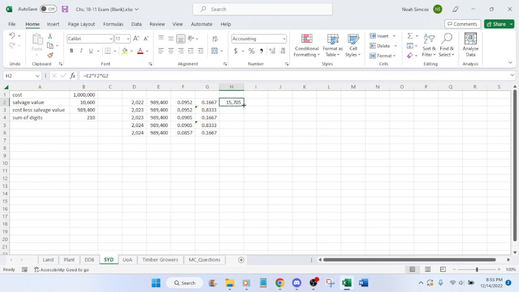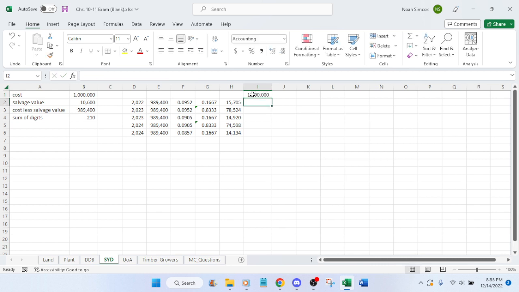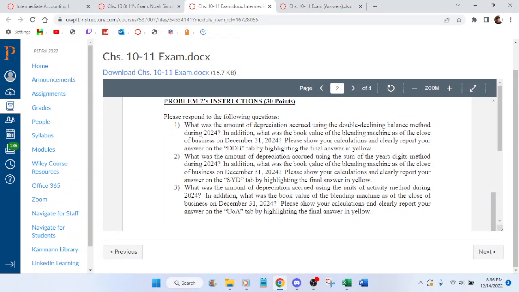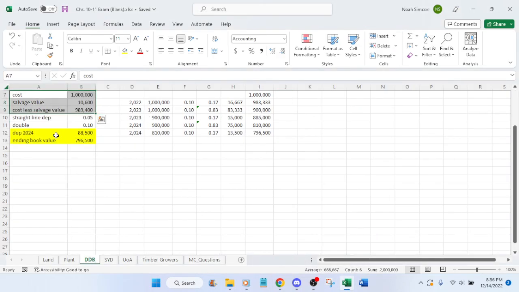And then the balance is going to be equal to 1,000,000. This equals this minus this. And then go down to the bottom until you get your last value. And that's pretty nice. And they're asking for the same exact values every single time.